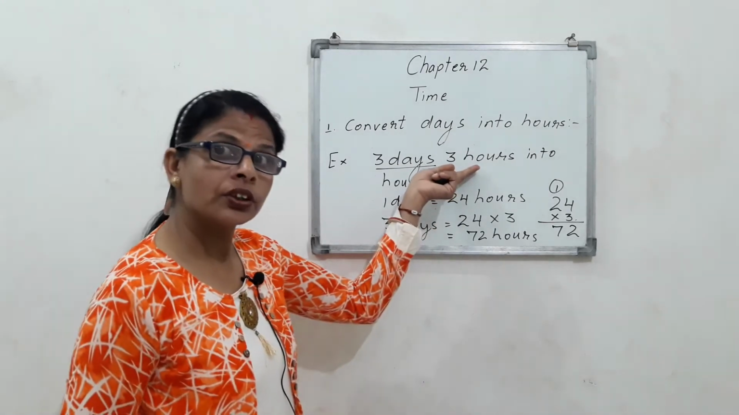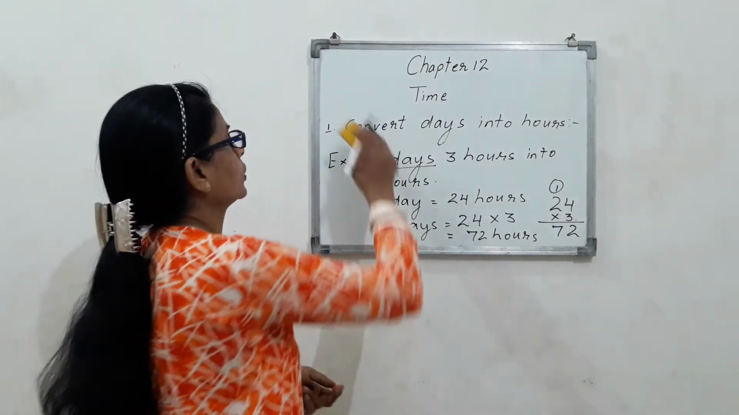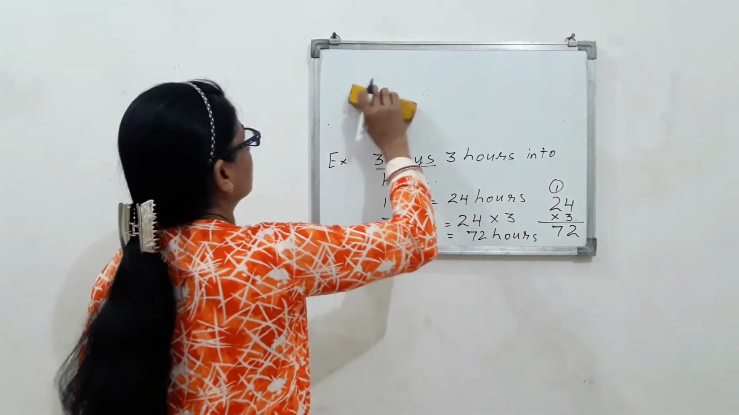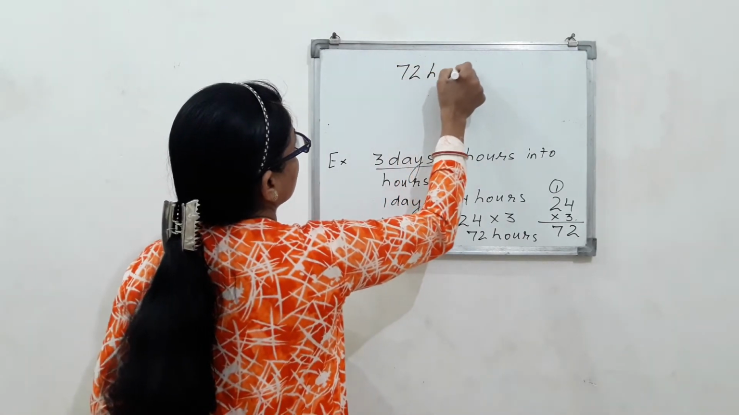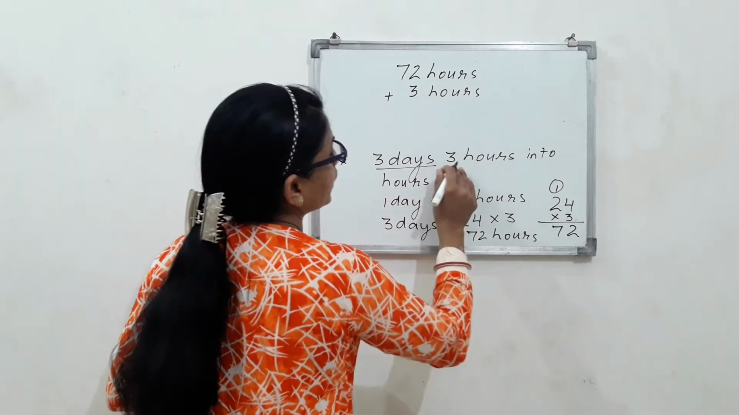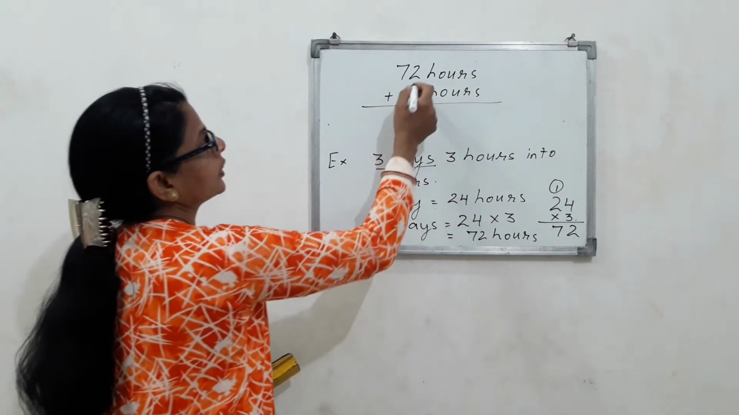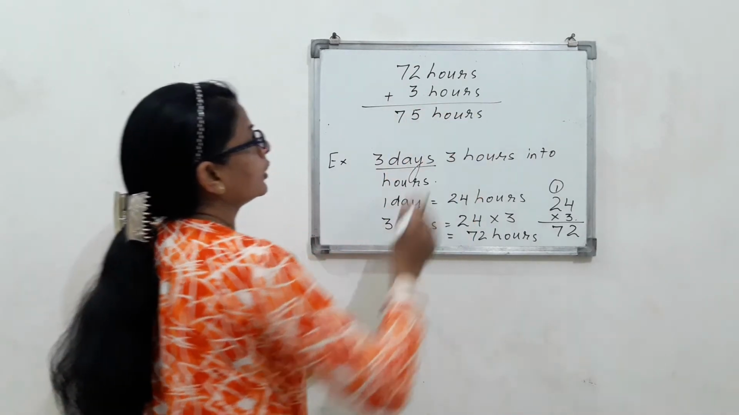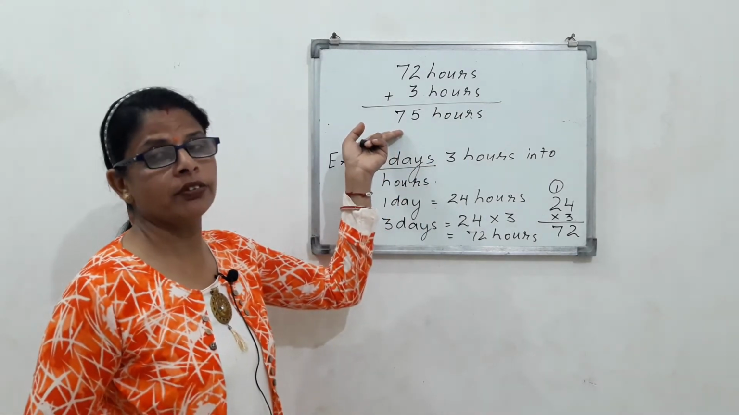Now, what is left? 3 hours. So, what we will do? We will add 3 hours to 72 hours. 72 hours plus 3 hours. Because we are getting 3 hours, so we'll add 3 hours to 72 hours. So what we will get? 3 plus 2 is 5 and 7. So how many hours will be there in 3 days, 3 hours? There will be 75 hours.